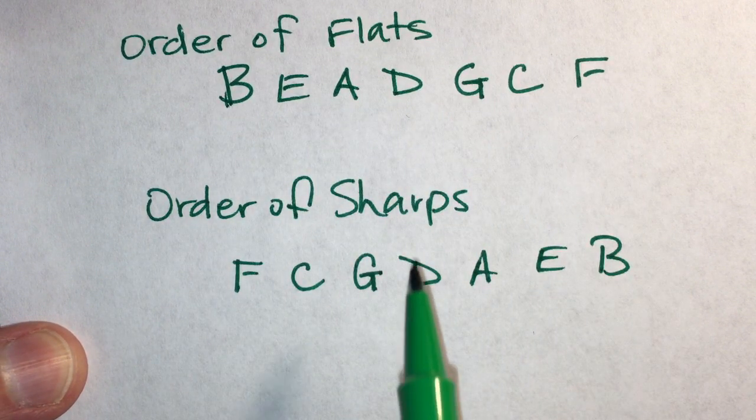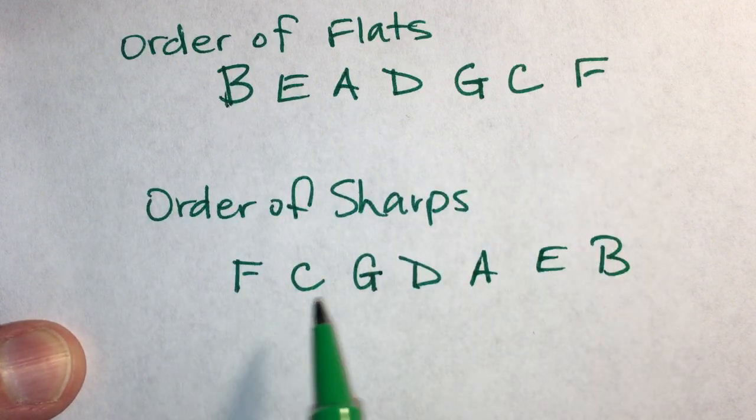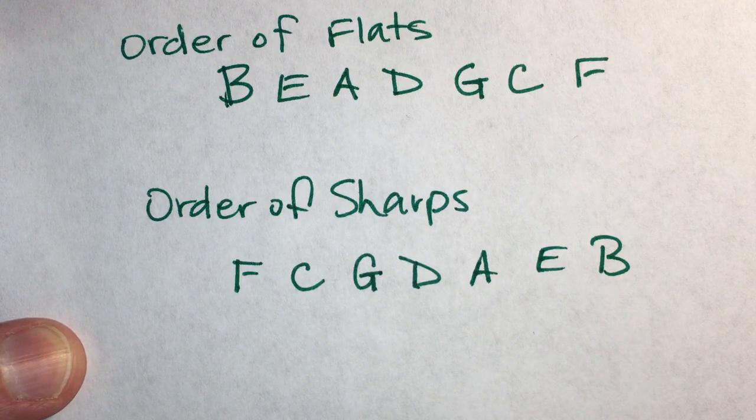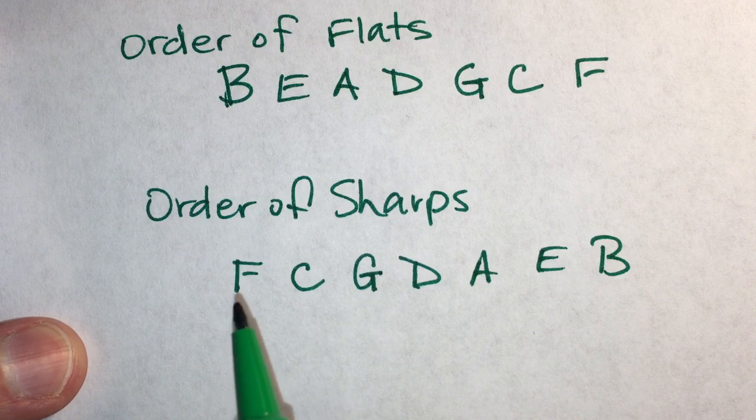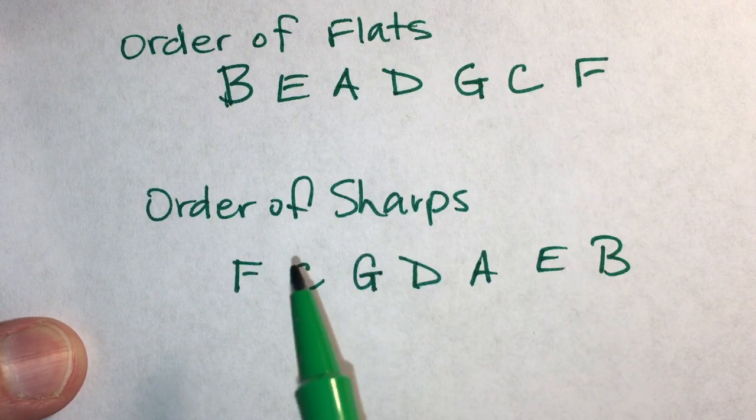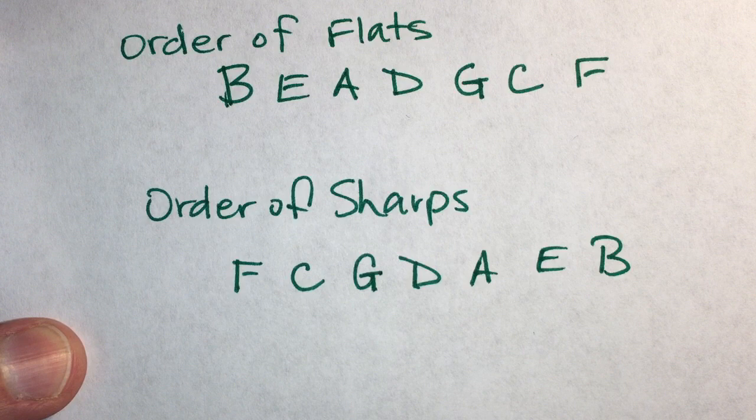Now, something you may notice about the order of the flats and the order of the sharps and how they're related. The order of flats and sharps are the exact opposite of each other.